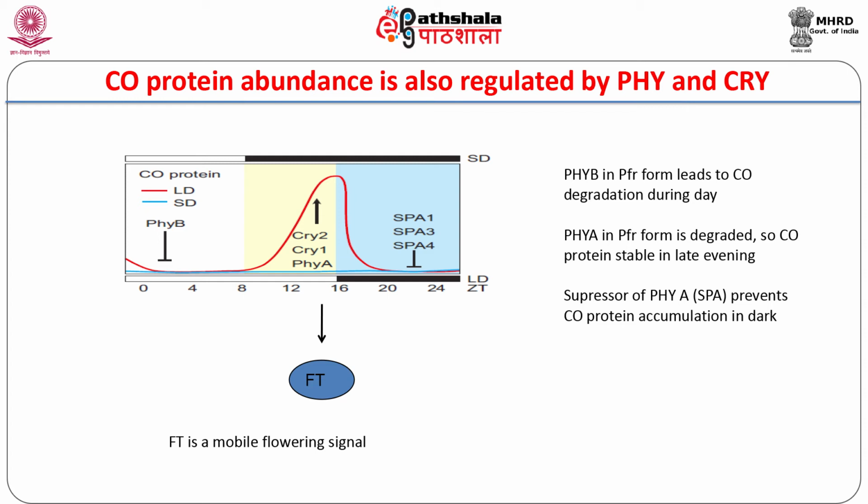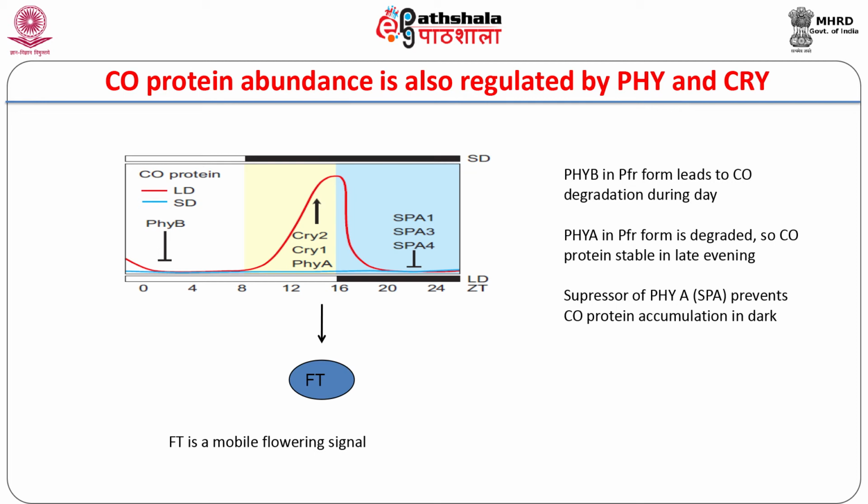However, these phytochromes act at different times of the day and hence CO protein accumulates and is stable in the late evening. Cryptochromes show a similar effect as phytochrome A in preventing proteolytic degradation of CO. Other proteins called suppressors of phytochrome A or SPA proteins play a role in degradation of CO protein during the dark period, as we shall see later.